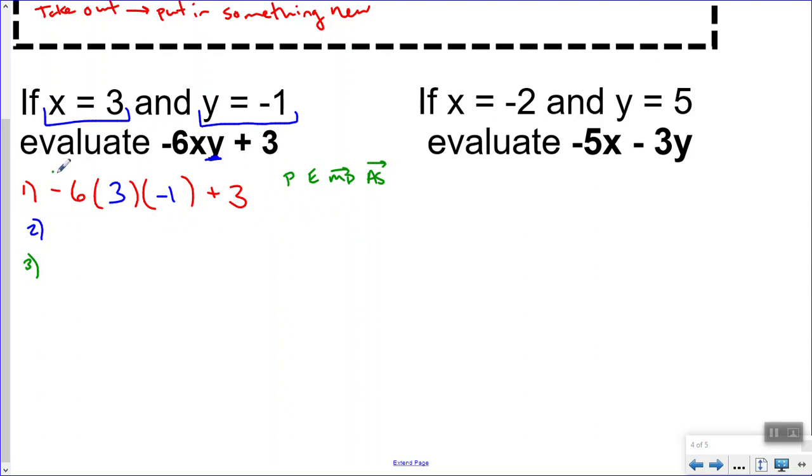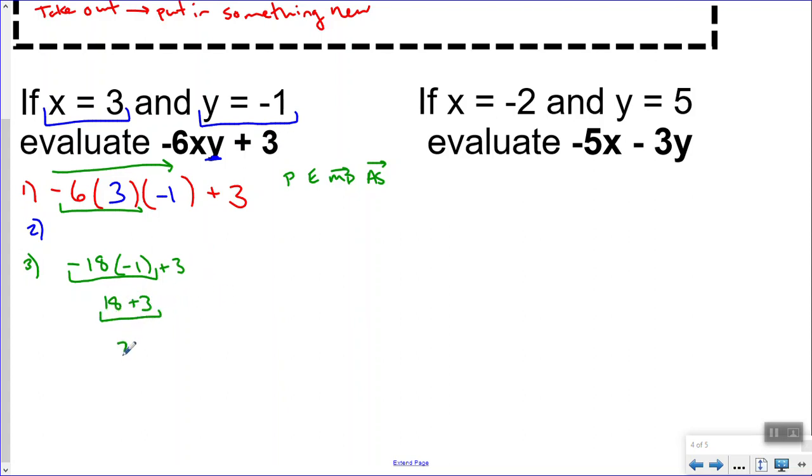Remember, this moves left to right. So the first thing I'm going to do is negative 6 times 3. That's negative 18, and I've already used this, so everything else gets copied down exactly the same way. I check for more multiplication or division. I still have that here. So negative 18 times negative 1 is 18 plus 3. Now I'm finished with multiplication and division, and I can move on to addition and subtraction.